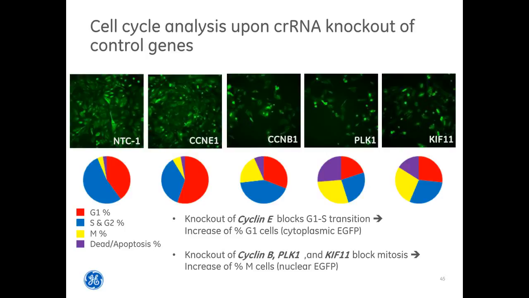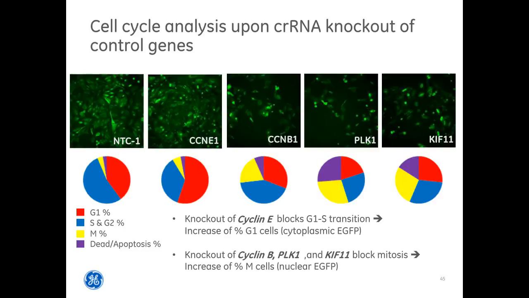So two things here on the slide. The EGFP localization as seen under the microscope, and then the cell cycle analysis based on that localization is shown in the pie charts. So sort of working left to right, when you compare to the non-targeting control, where we find the majority of cells are in S and G2 phase, you'll see that for cyclin E knockout, we get a very high increase in G1 cells due to that gene's known role in blocking G1 to S transition.